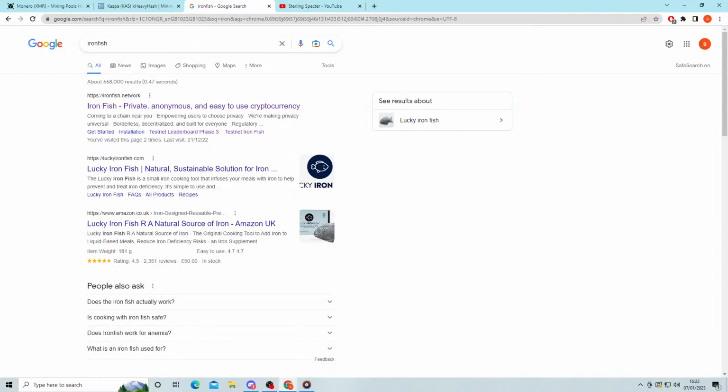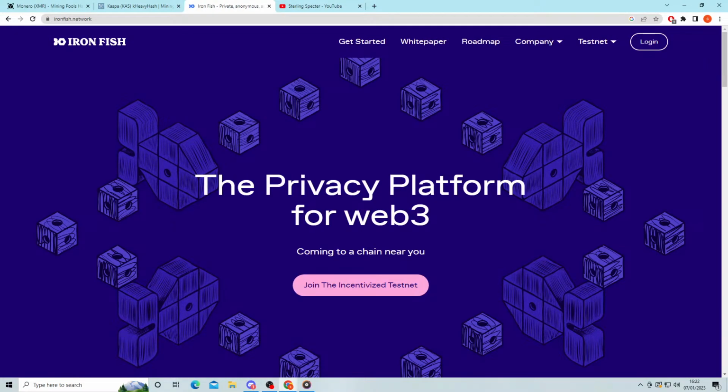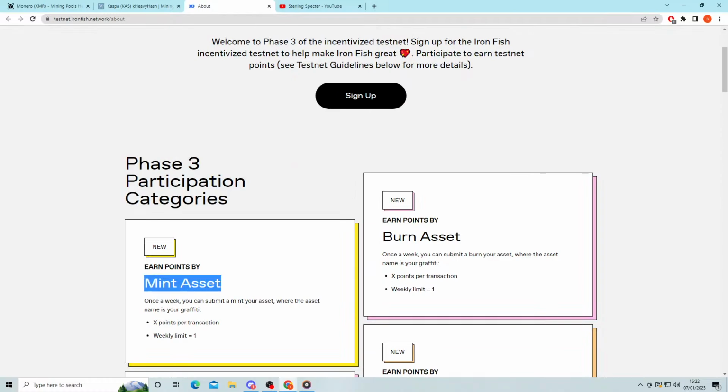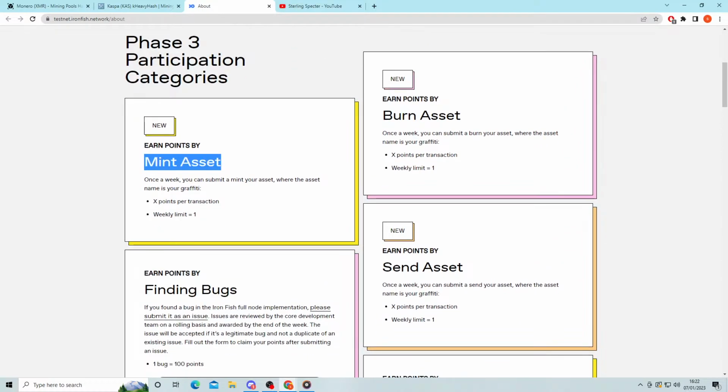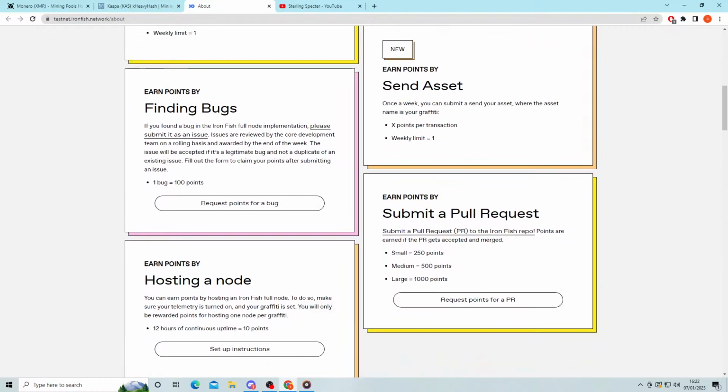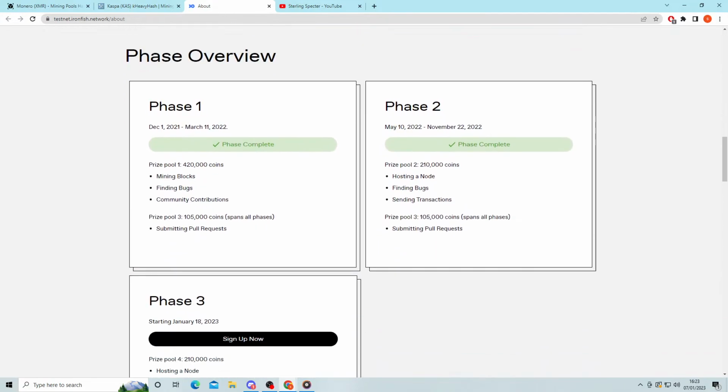So I mentioned a little bit about Iron Fish at the end of that video, and it's not actually a network that's in its mainnet phase at the moment. So you actually have to sign up and then join the testnet. And what you do is you basically earn points on the testnet by doing things like burning assets, minting assets, and stuff like that. I'm not actually sure if you can mine to make points anymore. Anyway, you do a bunch of things on the network and they reward you with points. So you can find bugs on the network, submit pull requests, host nodes, stuff like that. So it's in its testnet and you earn points, and then when it goes into mainnet, you can redeem those points for Iron Fish coins. That's kind of what I've gathered from it.